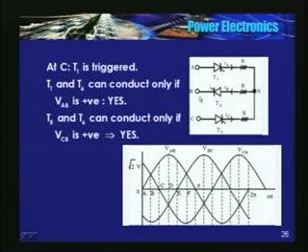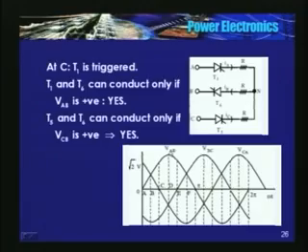Now current to flow in this way, VCB also should be positive. Yes, see here, this is VBC, we are somewhere in this zone. Now VBC is negative, therefore VCB is positive. So therefore it is possible. So current will start flowing in this direction. So in this mode, three thyristors are conducting. What are they? T1, T5 and T6.